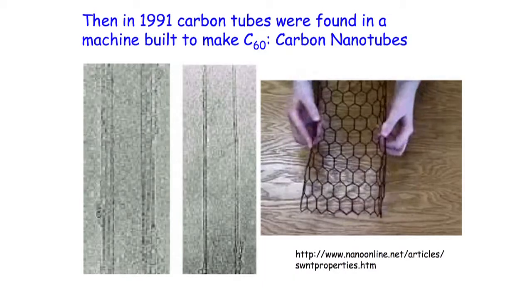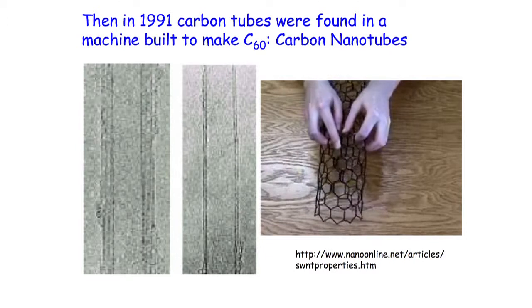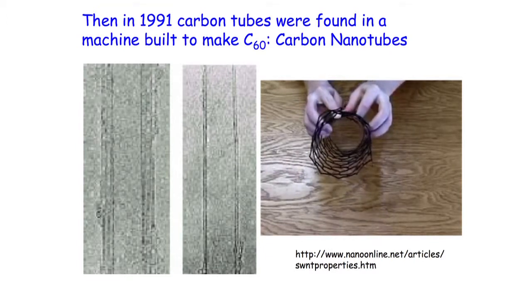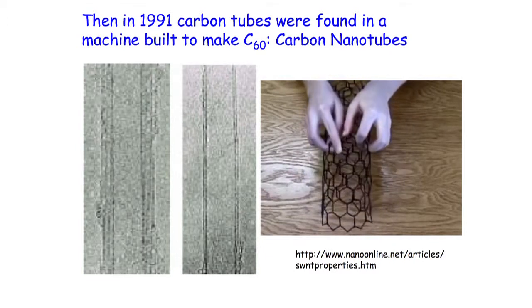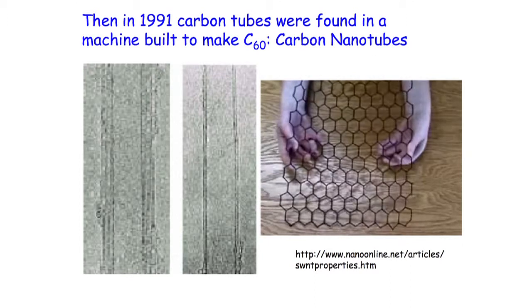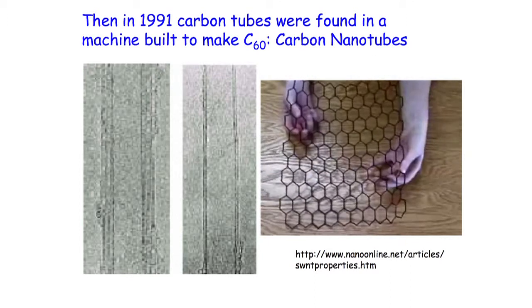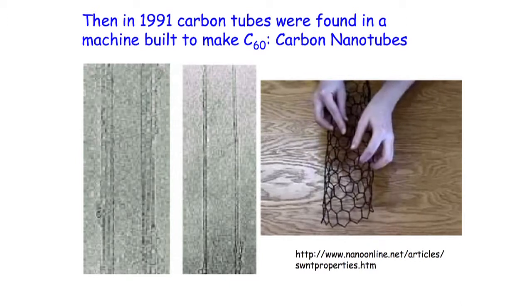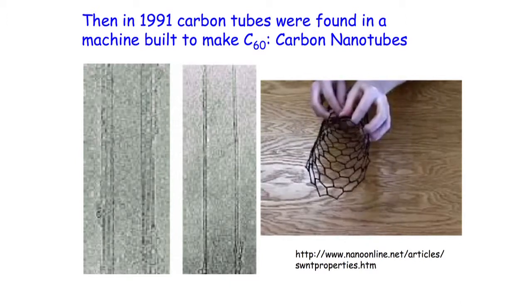And then in 1991, people found these cylinders of carbon. So that's the second new form. And you can imagine it just by taking some chicken wire and rolling it up. And the interesting thing is they can be rolled up different ways, and if you roll it up one way, you get a metal, and another way, you get an insulator.